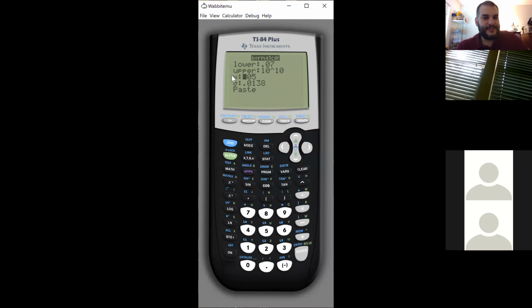Since we're still continuing with the same problem, it already has the mu and the sigma for me, so I'm going to skip that part. We're going to go here, paste, and go to enter. And we'll put that the final answer is 0.0736.